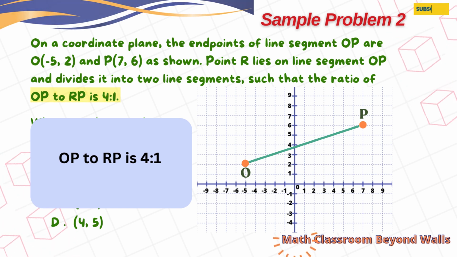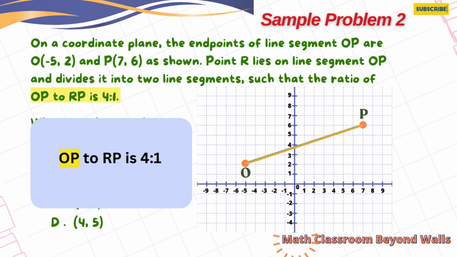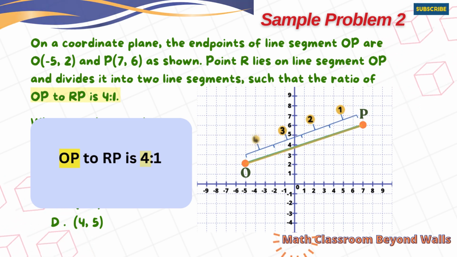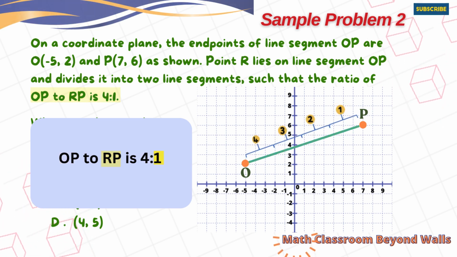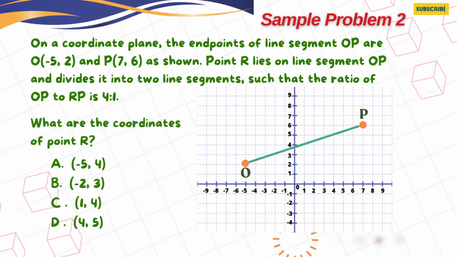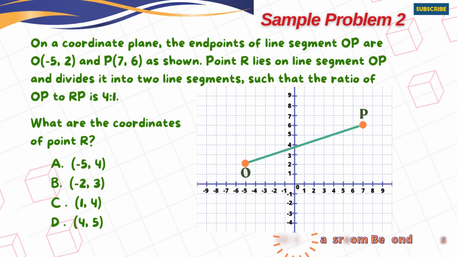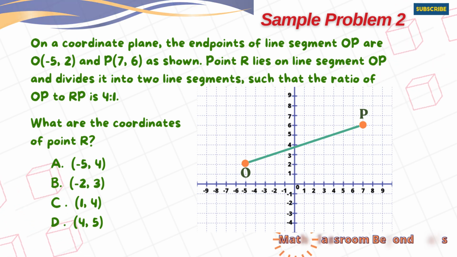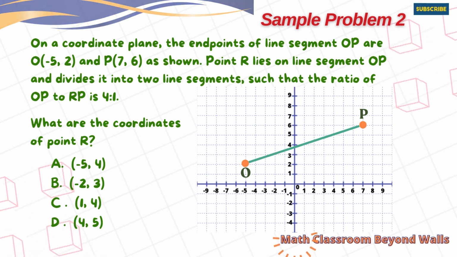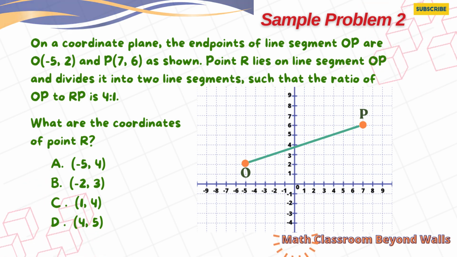What other information can we get from the given ratio? You are correct that segment OP is divided into 4 equal parts and RP is one part of the 4 parts. We now know that the whole OP is divided into 4 parts. Our next job is to locate these 4 parts on line segment OP on the coordinate plane. Let us look at our diagram and find out if we can see these parts.